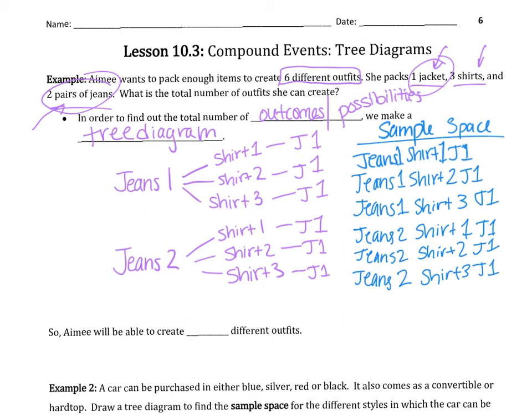Okay, so I listed everything in our sample space, and that is where you count up the number of outcomes. So 1, 2, 3, 4, 5, 6. So Amy will be able to create 6 different outfits.